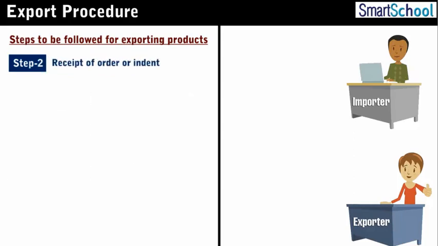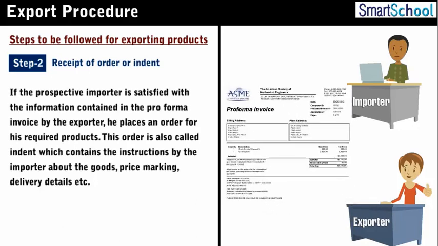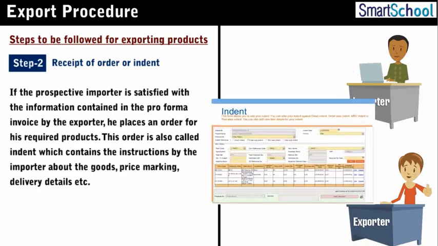Receipt of order or indent. In this step, if the prospective importer is satisfied with the information contained in the pro forma invoice by the exporter, he places an order for his required products. This order is also called indent, which contains the instructions by the importer about the goods, price marking, delivery details, etc.